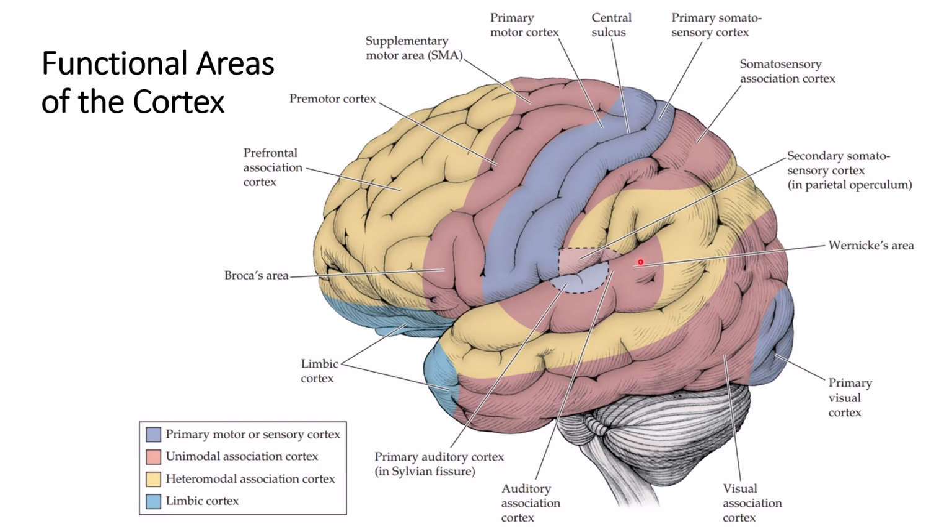The Wernicke area in this image is shown here, but usually it's around this area. It's located between the temporal lobe, the occipital lobe, and the parietal lobe. So it's a little bit in this area, not totally on the temporal lobe.